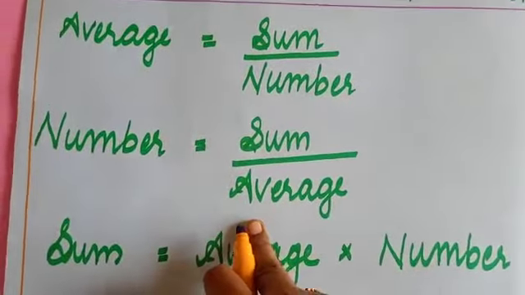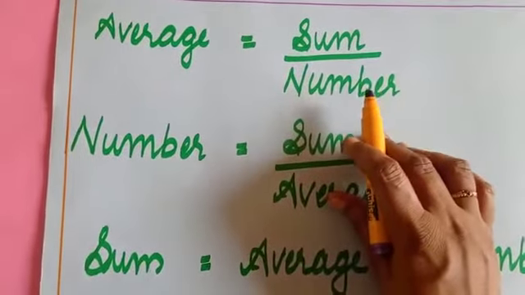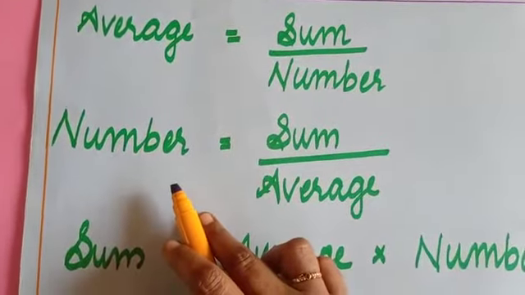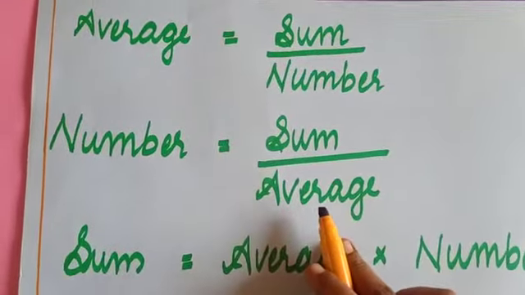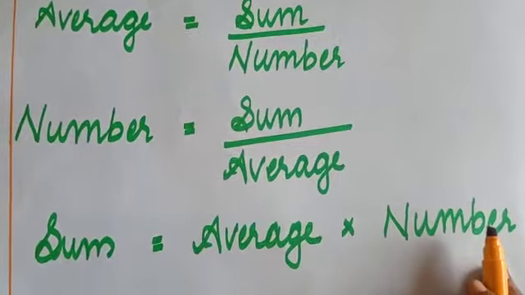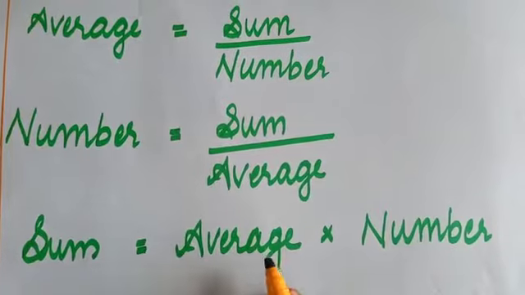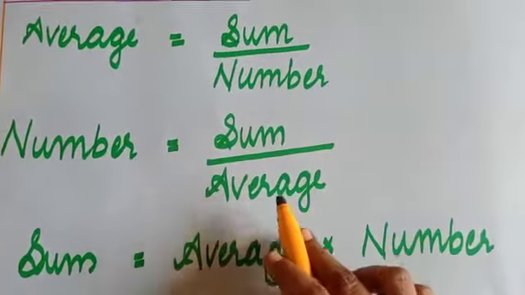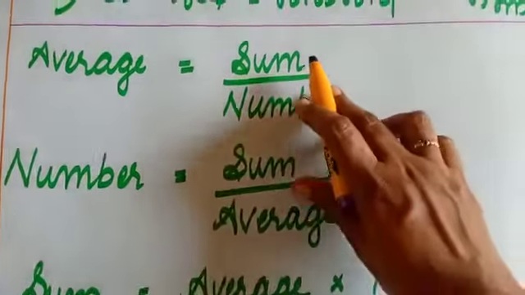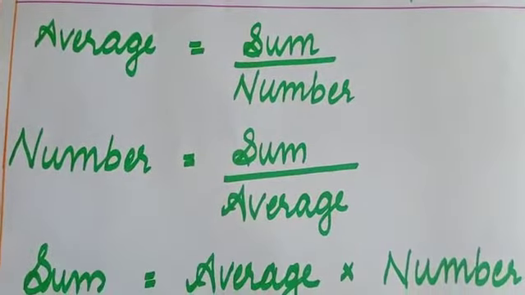From the last section, we can conclude that average is equal to sum divided by number. From this equation, we can calculate number as sum divided by average. Again, sum is equal to average into number. If we know average and number, we can calculate sum as average into number. If we know sum and average, number can be calculated by sum by average. If sum and number are known, then average can be calculated as sum divided by number.